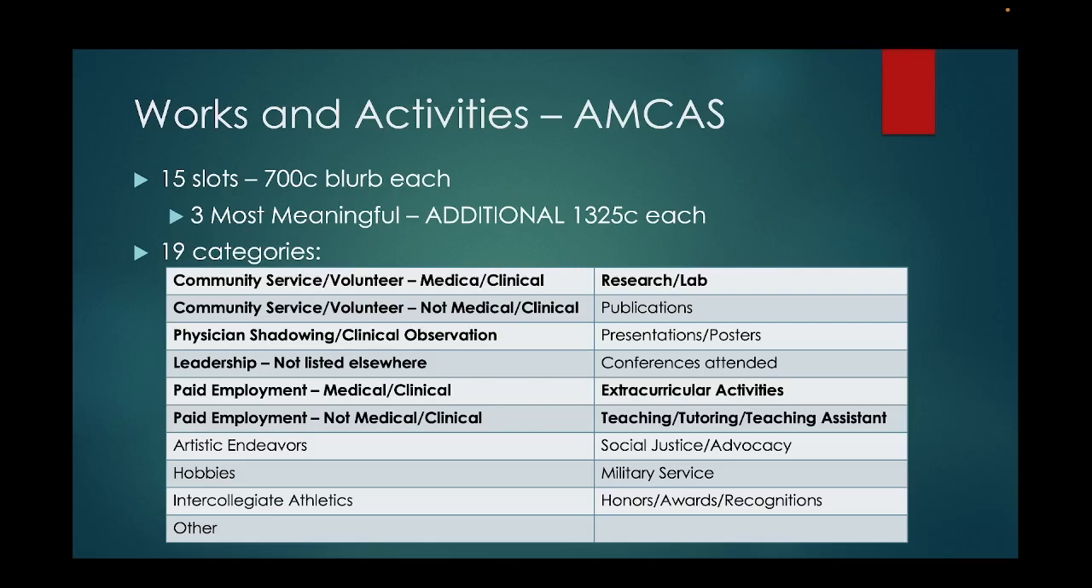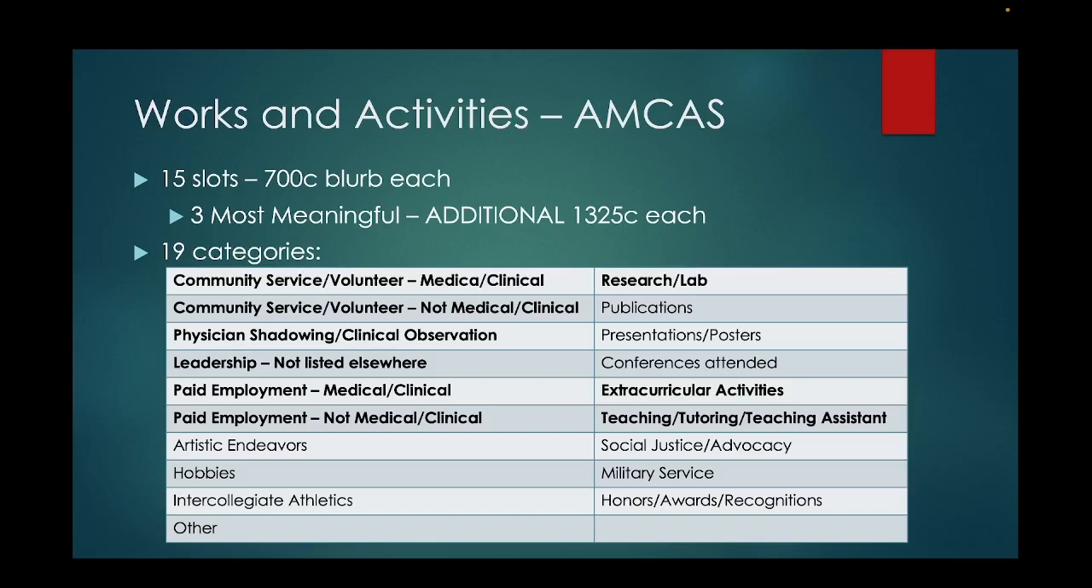Again, on AMCAS, you get 15 slots and 700 characters for each of those slots. Then 3 of those slots can be designated as most meaningful experiences, where you get an additional 1,325 characters. Note that these are separate text boxes, so do not begin one sentence in the 700 character blurb and then finish it in the 1,325 character blurb.